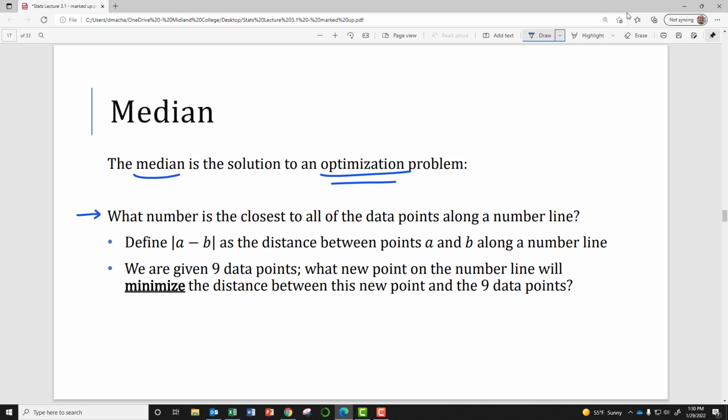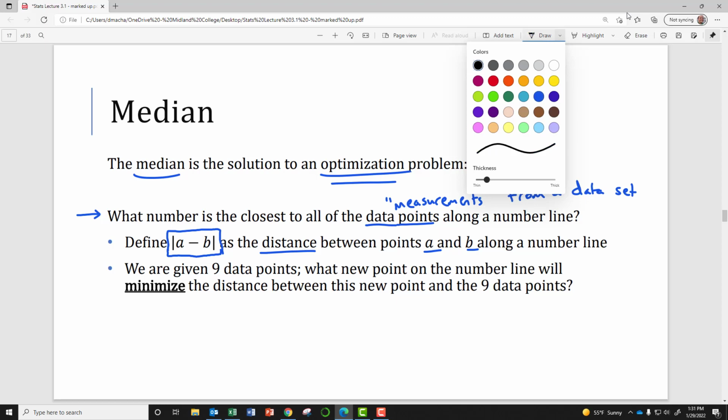If you're given a data set, and we say that each measurement in the data set is a data point, so maybe I should have used the word measurement, from a data set. The problem is what one number is closest to all of the measurements from a data set along a number line. And so we're going to call this absolute value of a minus b the distance between points A and B along a number line. And this should be pretty intuitive.